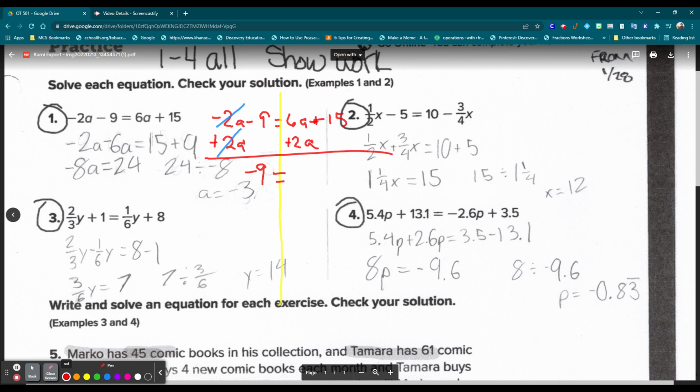6a over here, 2a over here. Put them together. That gives me 8a. So I'm going to write 8a. Didn't do anything with the plus 15, so I'm going to just bring it on down.